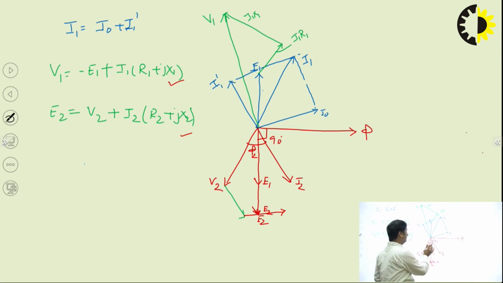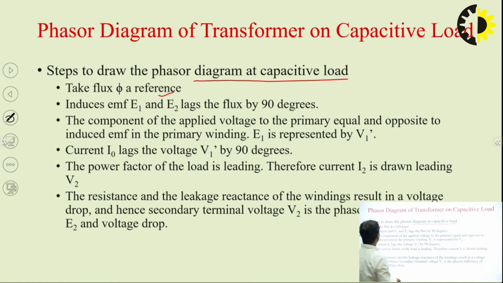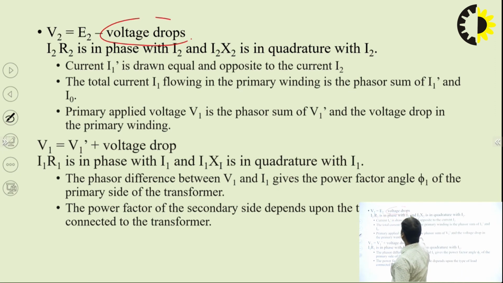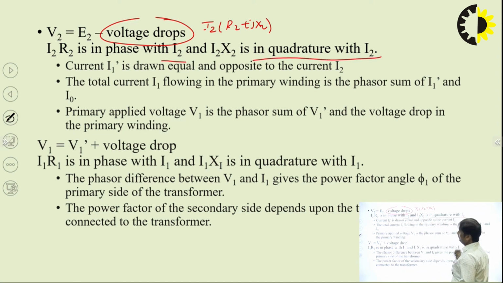Here I2 leads the voltage V2 by some angle called phi 2. Okay, so you can note down these steps to draw the phasor diagram. Where V2 is E2 minus whatever voltage drop is there, which is I2 R2 plus jX2, and I2 R2 is in phase with the current, and I2 X2 is in quadrature with I2. So these are some steps which you can remember, so that we can draw the phasor diagram for capacitive or inductive load.